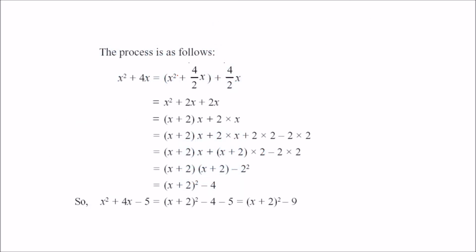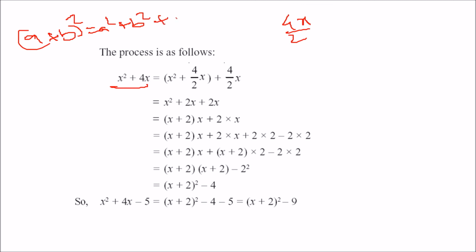So the process is like this. X square plus 4x, what you have done is you have divided 4x by 2, because a plus b whole square is nothing but a square plus b square plus 2ab.